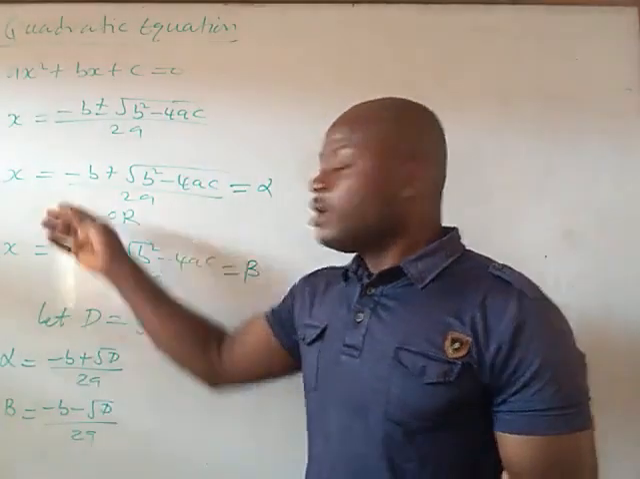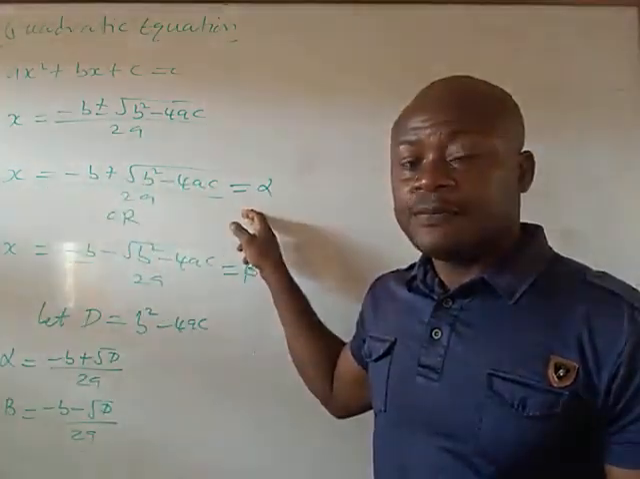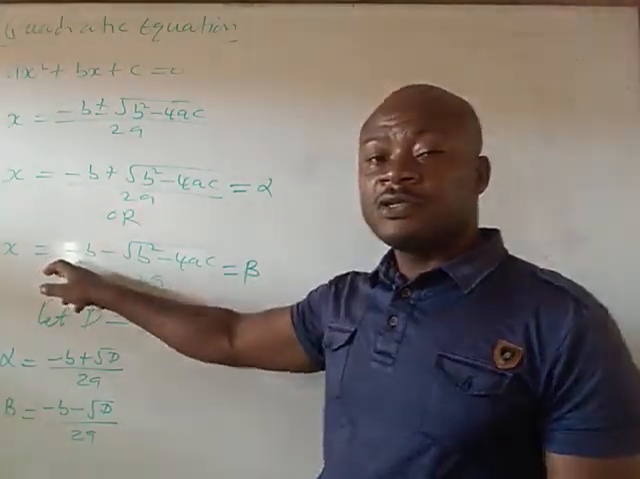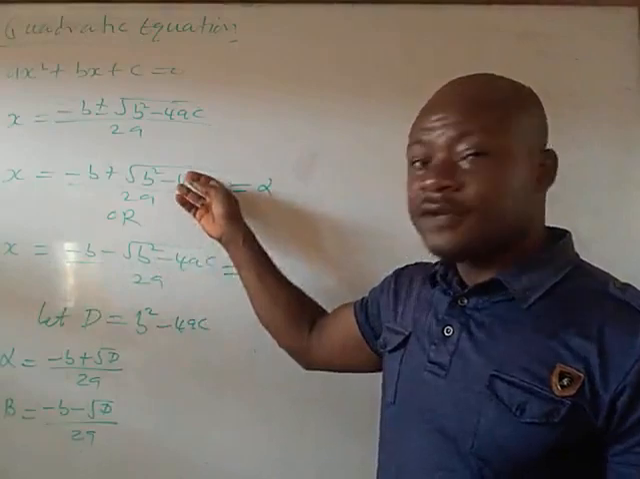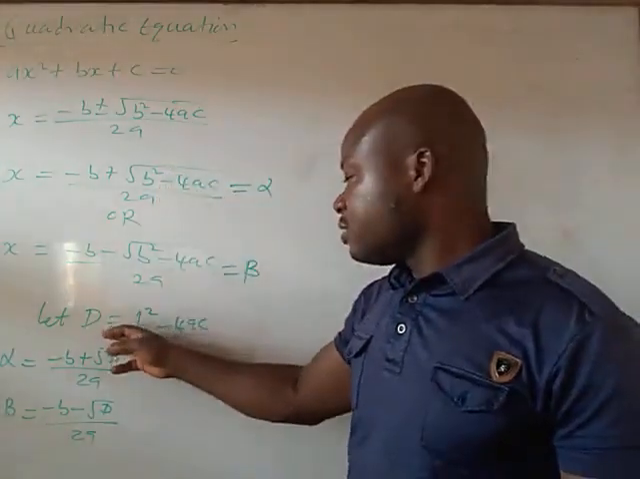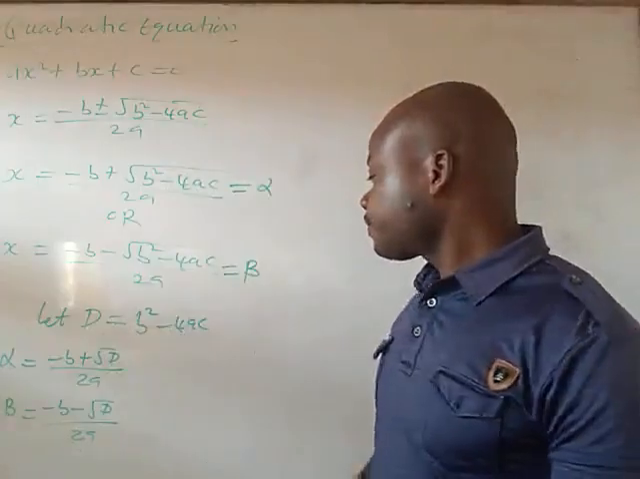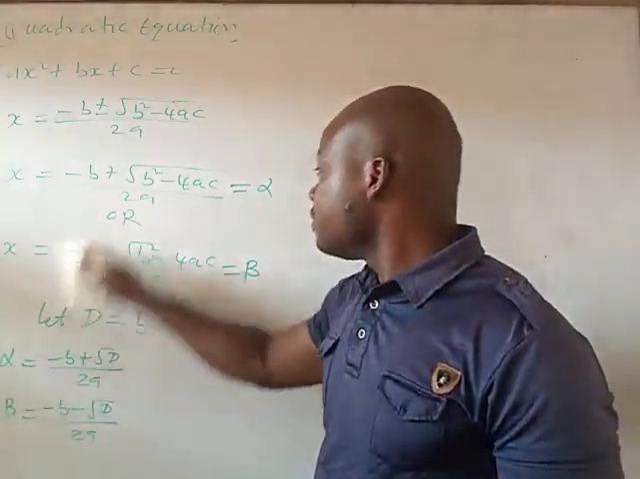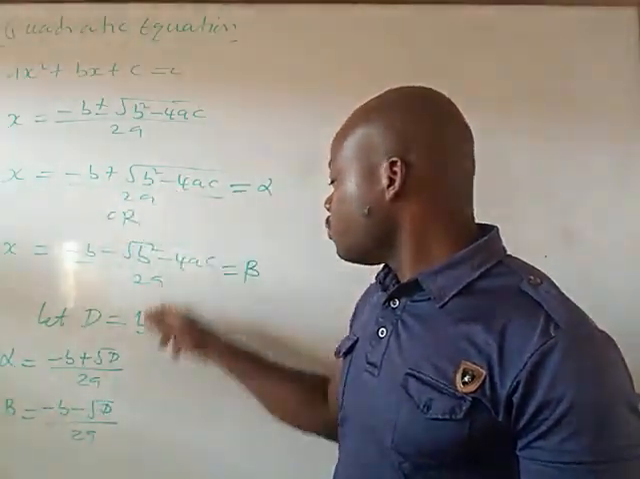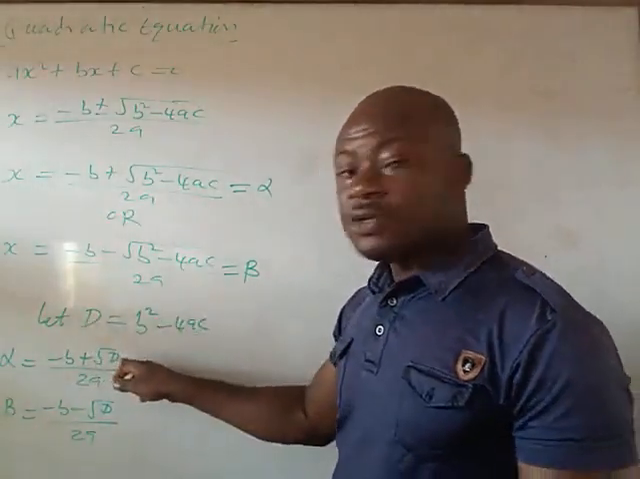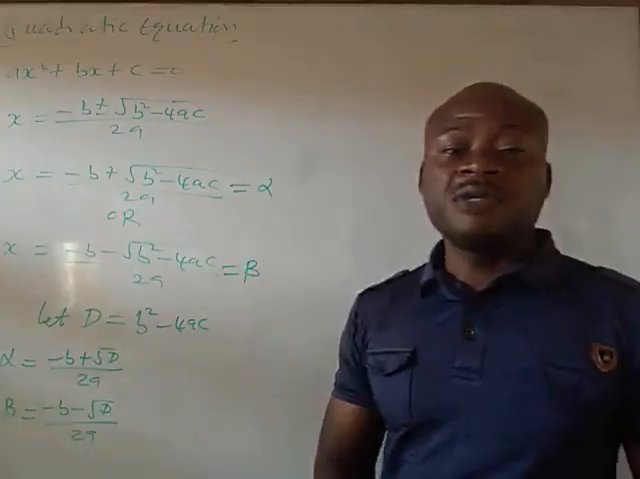I mean, if the first root of the equation is represented by alpha and the second root of the equation is represented by beta, and we represent what we have inside the square root as d, which is b squared minus 4ac, then our alpha will be minus b plus root d over 2a, and likewise for our beta.